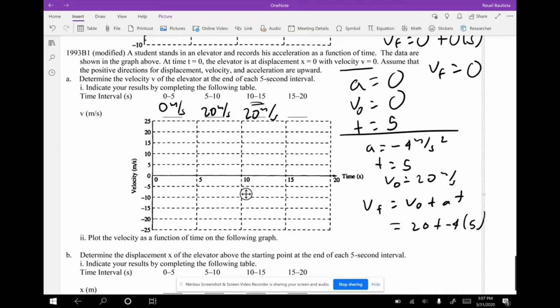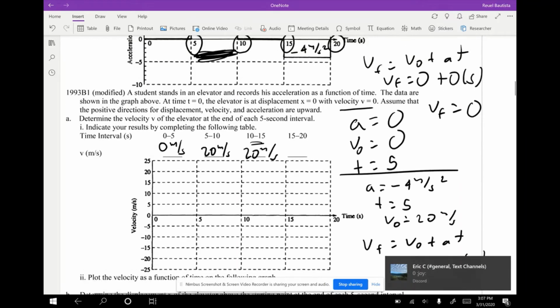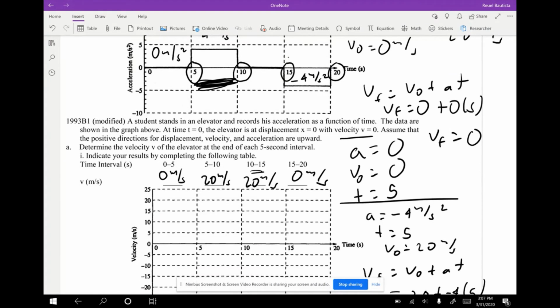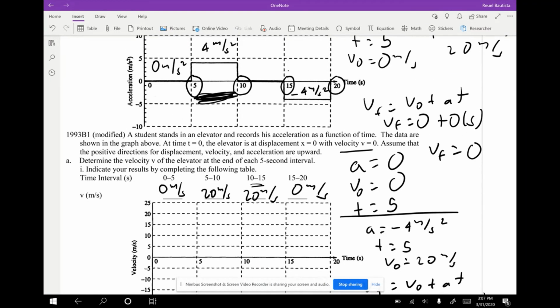Okay, so let's look at what else. What did they want us to do? They want us to indicate the results by completing the table, right? So this should be pretty simple. From 0 to 5, there was no change in velocity. It was just a straight line like that. From 5 to 10 seconds, we went to 20 meters per second.